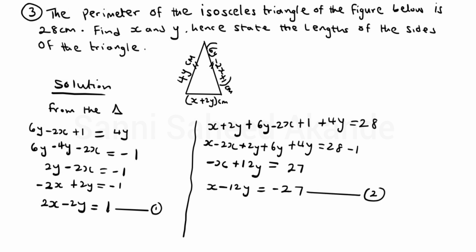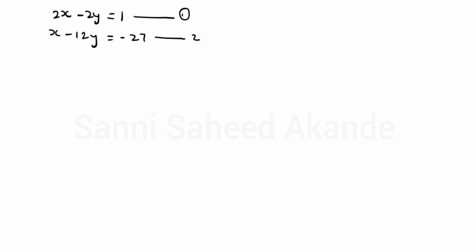So now I have gotten my two equations from the question given to me. The next thing to do is to solve these two equations together simultaneously. Now let's continue from the next page. Now I'm going to write out the two equations again. We have 2x minus 2y equal to 1. That is the first equation. And the second equation says x minus 12y equal to minus 27, equation 2. So let's use the elimination method here.